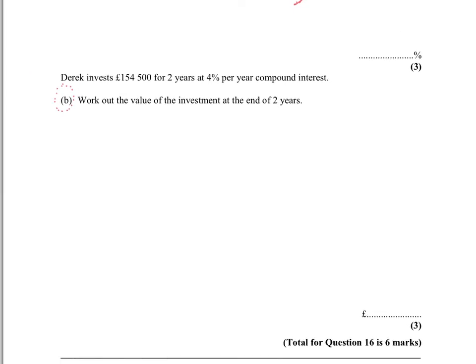Now what that means is, it works like this: £154,500. After 1 year, we're going to have £154,500 and an extra 4% of that, so we add on 4%. After the second year, we find 4% of the amount that we have after the first year, and then we add on 4% of that. So it's adding interest on the interest.